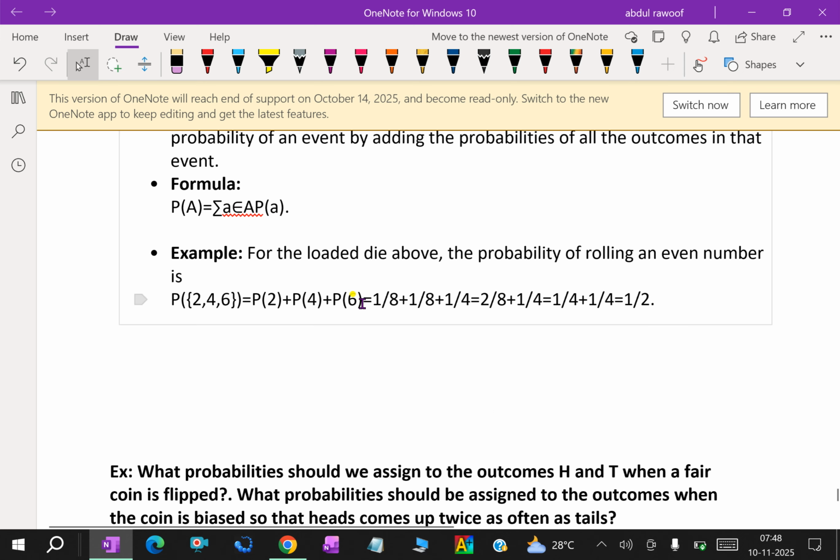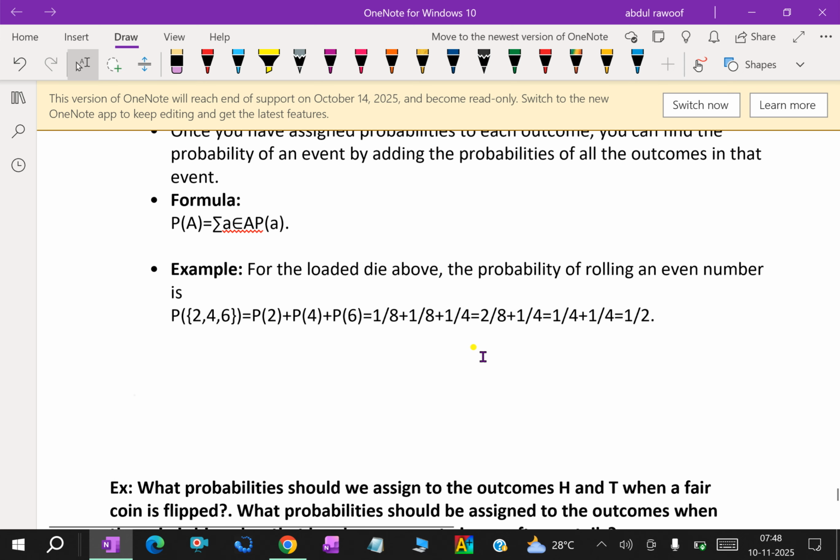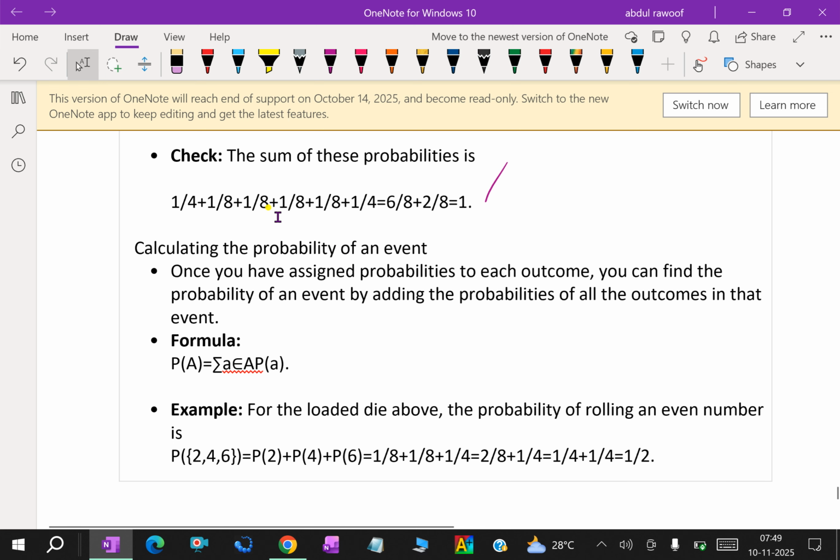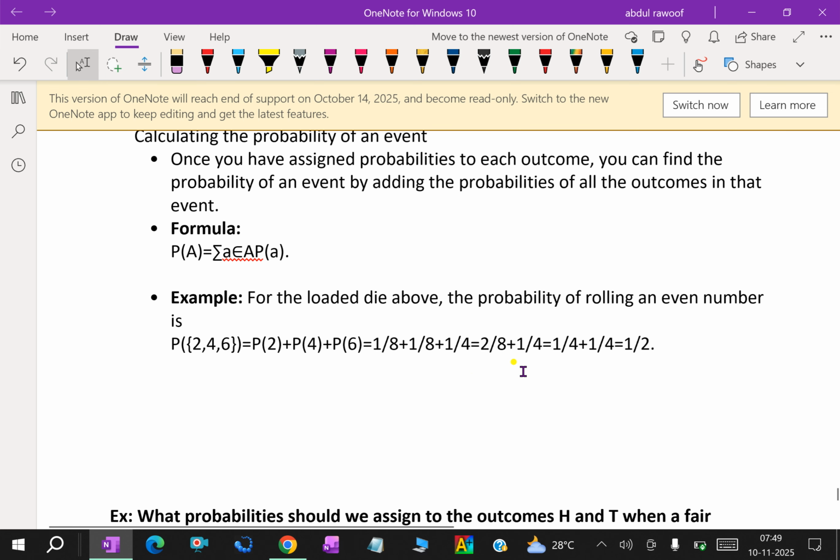For example, for the loaded die above, the probability of rolling an even number is P of 2, 4, 6. This is the probability of getting an even number by tossing the die. This is equal to P of 2 plus P of 4 plus P of 6, which is 1 over 8 plus 1 over 8 plus 1 by 4, already given. Then it gives half. This is a half chance for getting 2, 4 or 6.